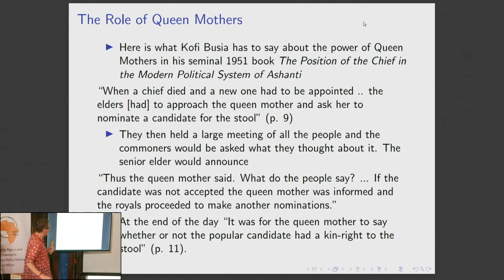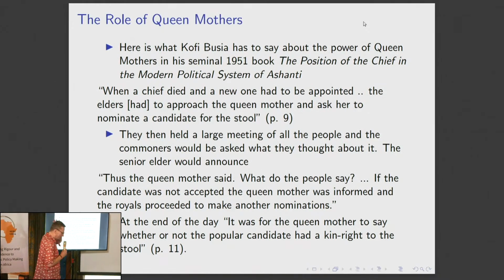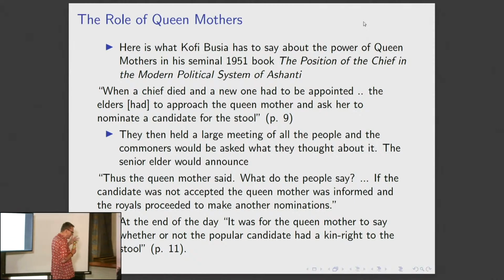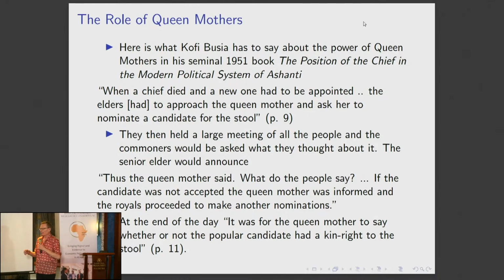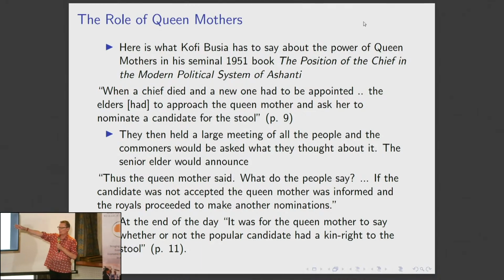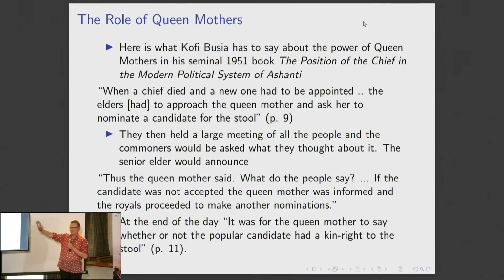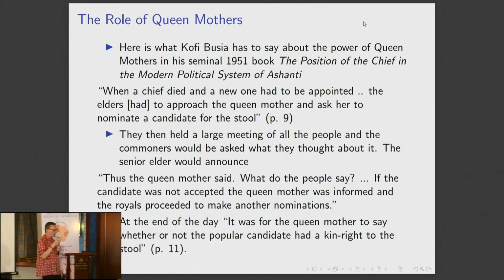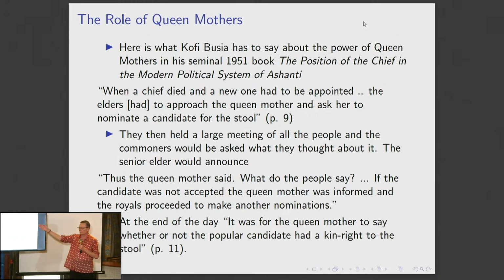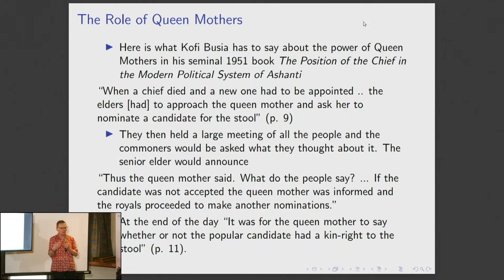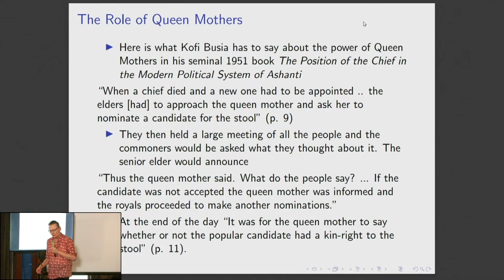Well, here's a very famous description from Kofi Busia. Kofi Busia was one of the first wave of Ghanaian intellectuals who came to Britain. He did a PhD in sociology. His dissertation was published in 1951. It's an absolutely fantastic book, The Position of the Chief in the Modern Political System of Ashanti. Quite a lot of it is about colonial rule and the impact of colonial political institutions on Ashanti political institutions. But the start of the book is a description of the pre-colonial political institutions.